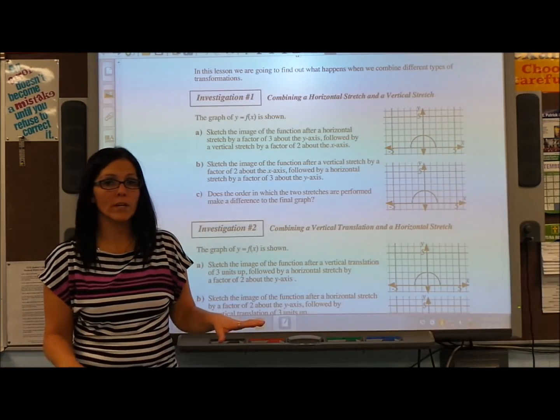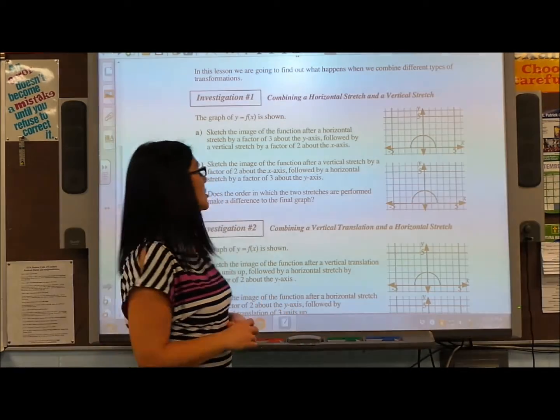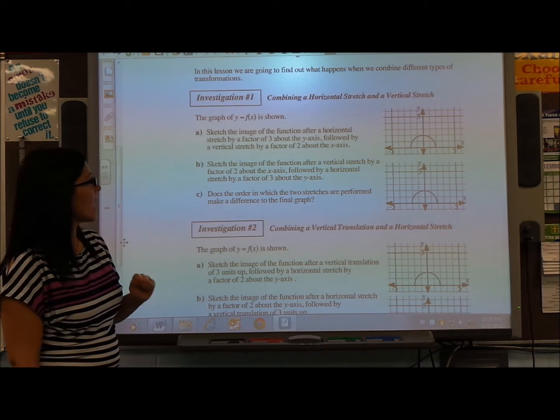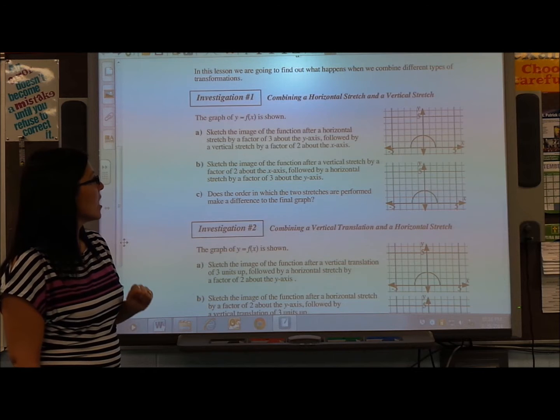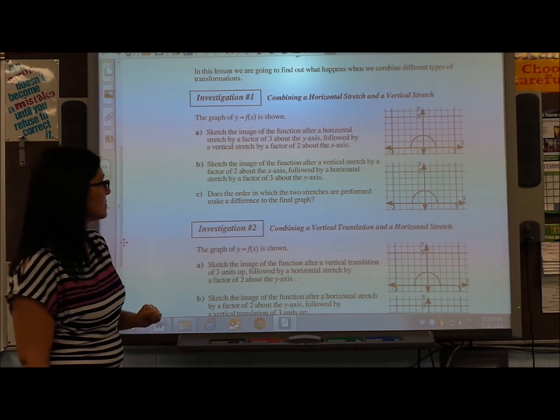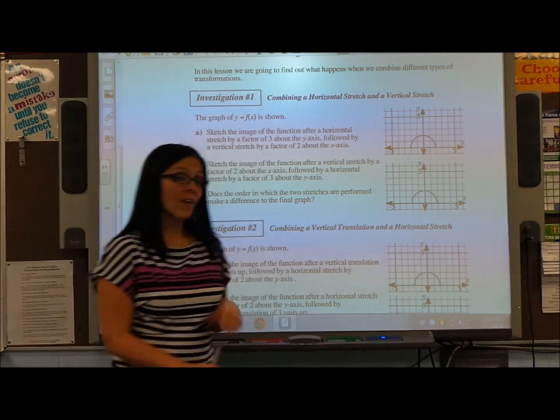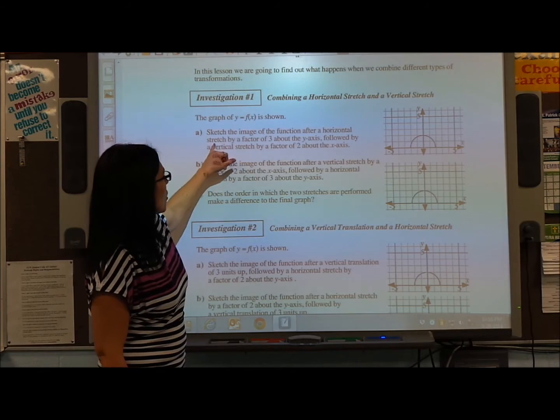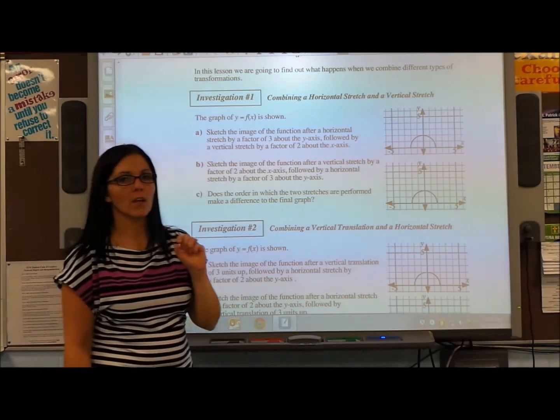You're not told what the equation is, you just have to work with that equation. Sketch the image of the function after a horizontal stretch by a factor of 3 about the y-axis, followed by a vertical stretch by a factor of 2 about the x-axis. So if I do this, do each step one at a time. If I look at the first one, a horizontal stretch by a factor of 3.